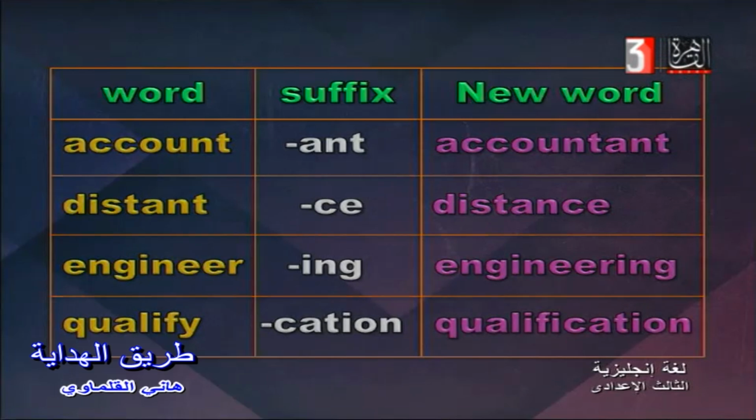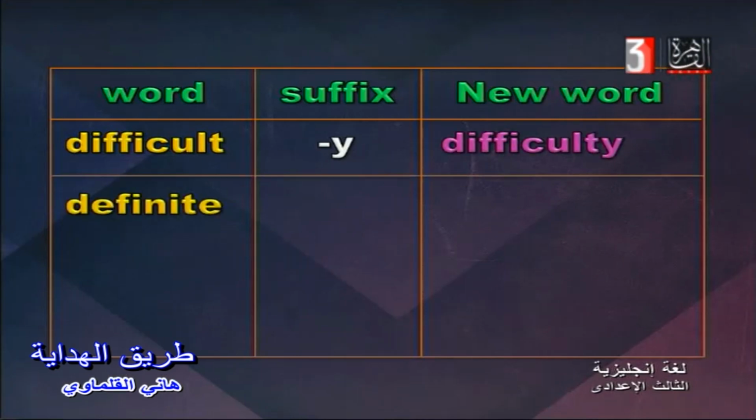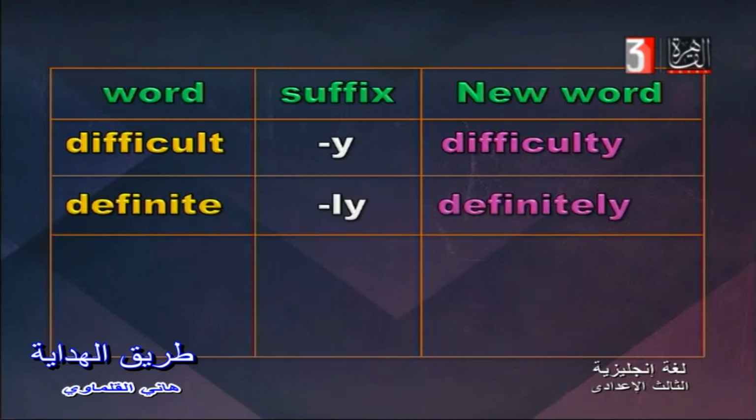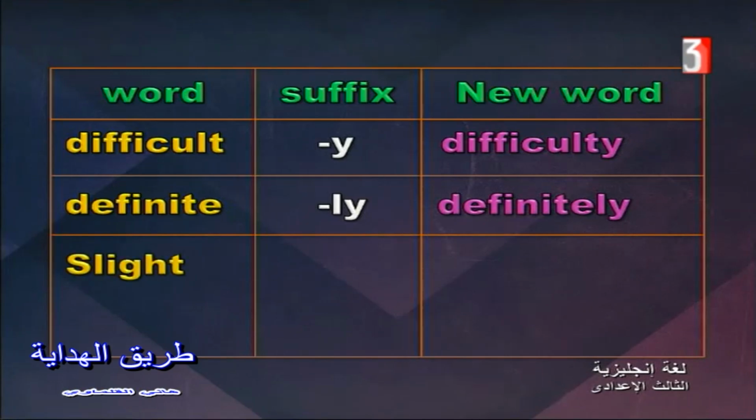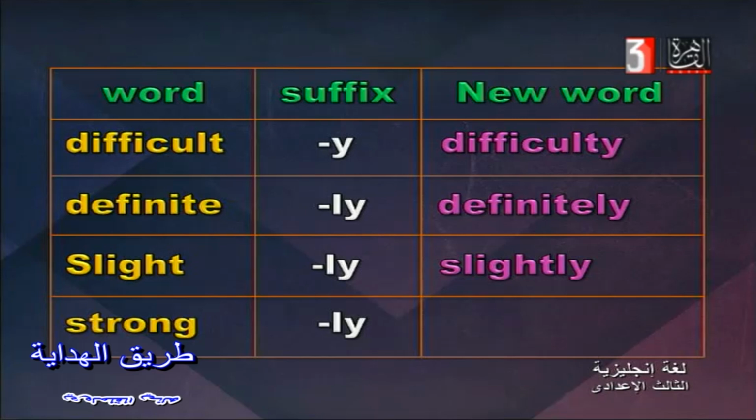We have the word difficult, صعب. In order to get the noun, we add the suffix y, so difficulty. Difficulty in the plural is difficulties, ies. We have another word here, definite, بالتأكيد. In order to change into an adverb, طبعا الadverb بنعمل ايه? We add to the word ly. So definitely. We have slight, خفيف. Slightly, بطريقة خفيفة, it's an adverb. We have also strong, an adjective. In order to change into an adverb, we add the suffix ly, so strongly.